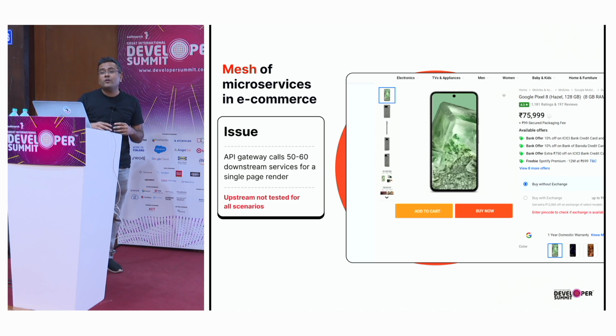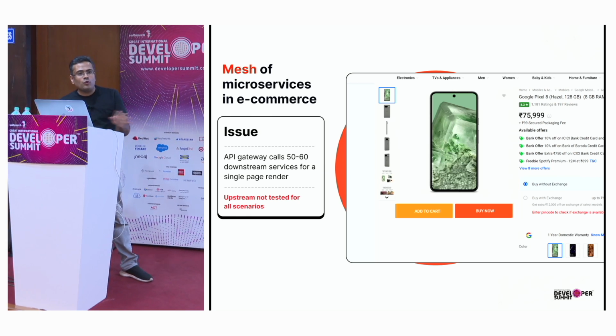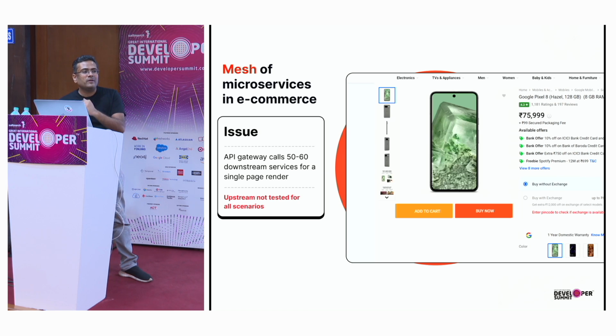Internally, they do about 50 to 60 downstream service calls just to render this one page, right? So imagine one engineer on that 58th service, and he now needs to make a code change. He has no clue what upstream dependencies need to be tested because there are just too many.